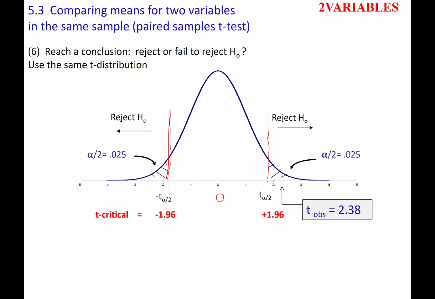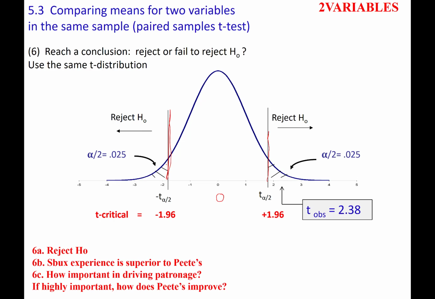We conclude three things in step 6. Reject the null. Starbucks service experience is superior to Pete's service experience. And then the question becomes, like we talked about with regard to the final case, how significant is service experience in driving patronage? And if it's really important, and of course it probably is, how does Pete's improve? It involves breaking down all the dimensions of service, but it may be somewhat alarming that Pete's is perceived to have a significantly lower score than Starbucks.